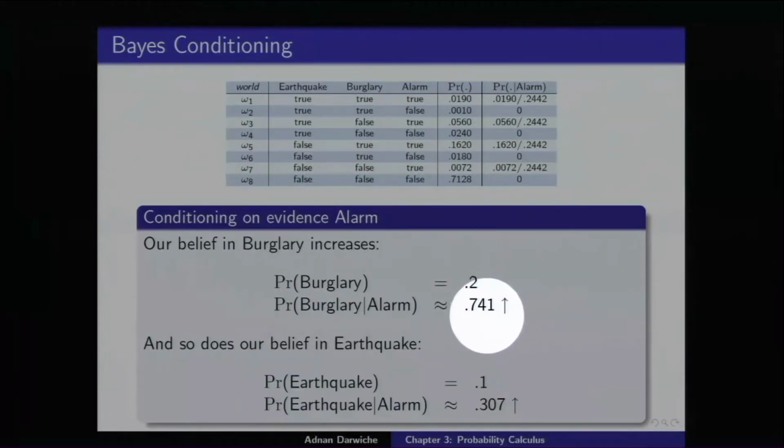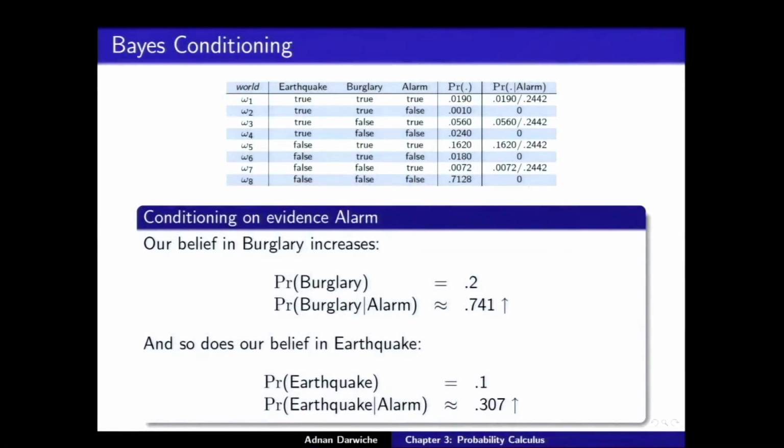Makes sense, right? Okay. Now, if we look at earthquake, it was 10% and it also went up, maybe not by as much, it's now at 30%. That also makes sense in this particular case. There's a question that maybe we'll talk about later. This makes sense given the situation.